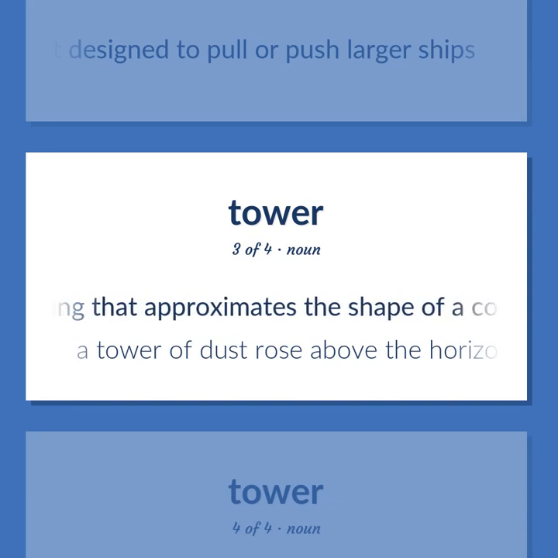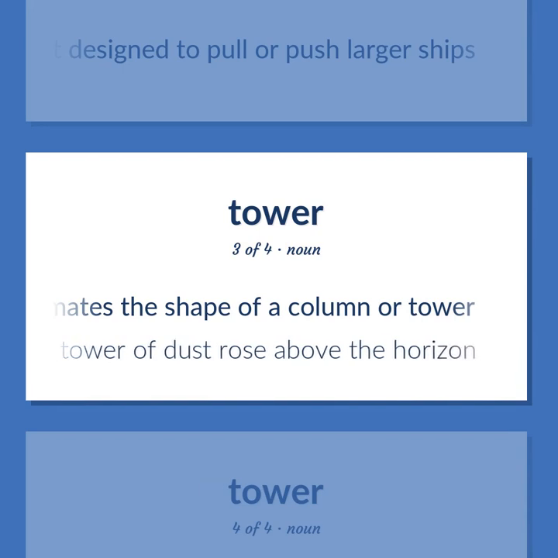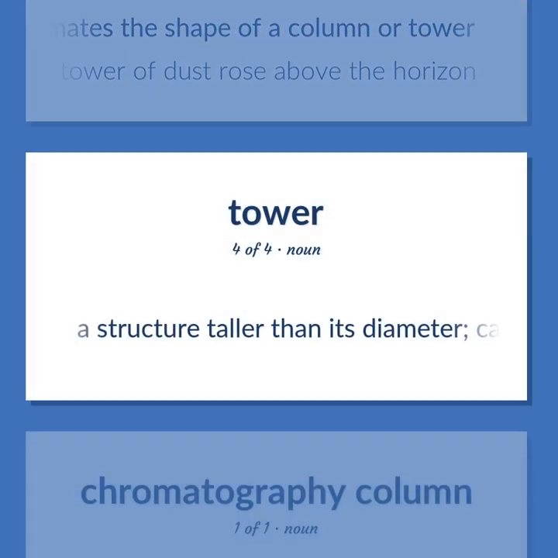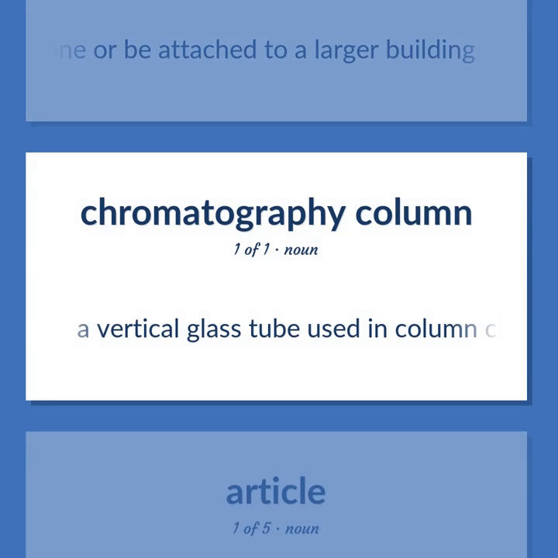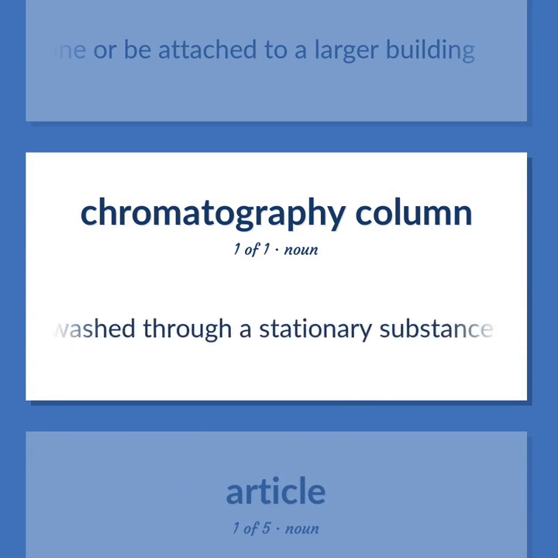Anything that approximates the shape of a column or tower. A tower of dust rose above the horizon. A structure taller than its diameter. Can stand alone or be attached to a larger building. A vertical glass tube used in column chromatography. A mixture is poured in the top and washed through a stationary substance where components of the mixture are adsorbed selectively to form colored bands.